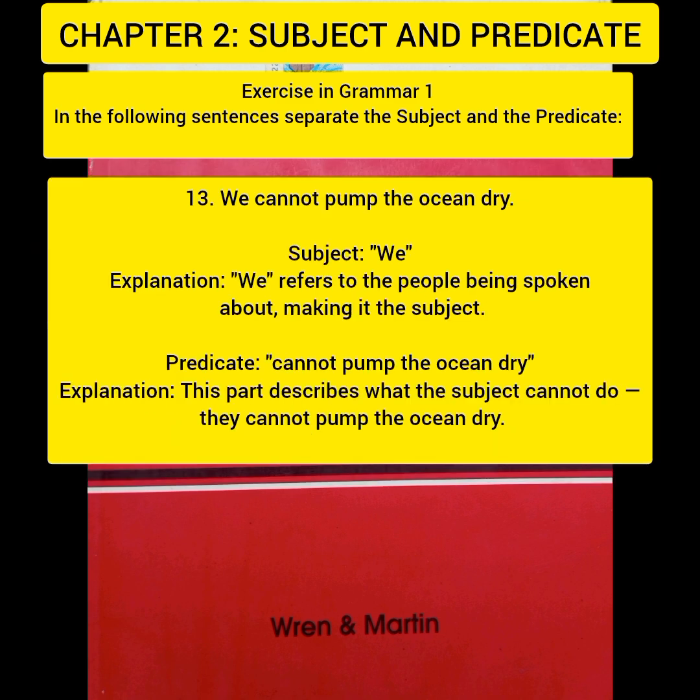13. We cannot pump the ocean dry. Subject: we. Explanation: we refers to the people being spoken about, making it the subject. Predicate: cannot pump the ocean dry. Explanation: this part describes what the subject cannot do, they cannot pump the ocean dry.